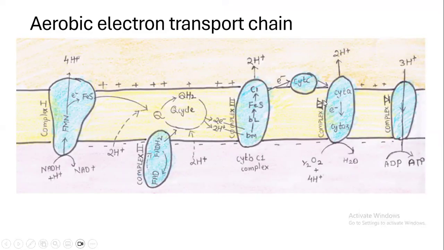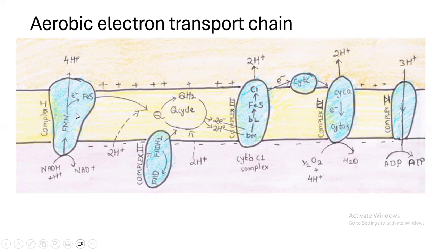Now, coming to the aerobic electron transport chain, as you can see, the components of the electron transport chain are actually membrane bound. They are in fact present on the inner mitochondrial membrane, and the objective is to extract protons and electrons from reducing equivalents such as NADH and FADH2 and transport them through an electron transport chain with the objective of making the membrane charged, or generating an electrochemical potential, which is ultimately used for synthesizing ATP.